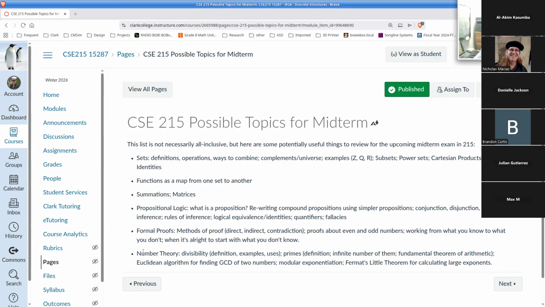Number theory, the idea of divisibility, like that last problem we just did, basic notions about prime numbers, being able to find the GCD of two numbers. I'm not going to ask you to do modular exponentiation or Fermat's little theorem yet because that's on this week's homework. But we did some GCD problems in class, so that's fair game.